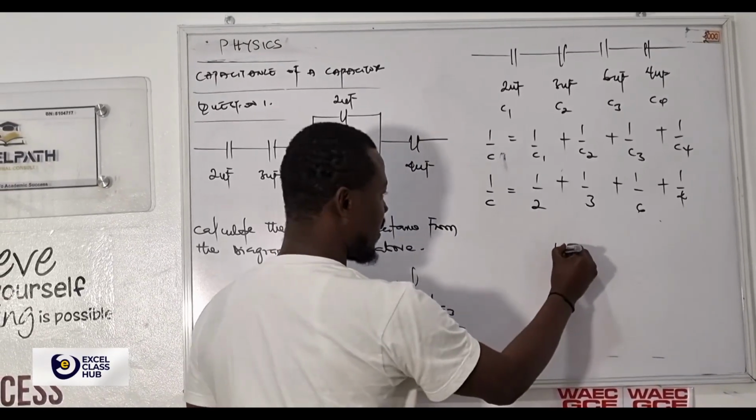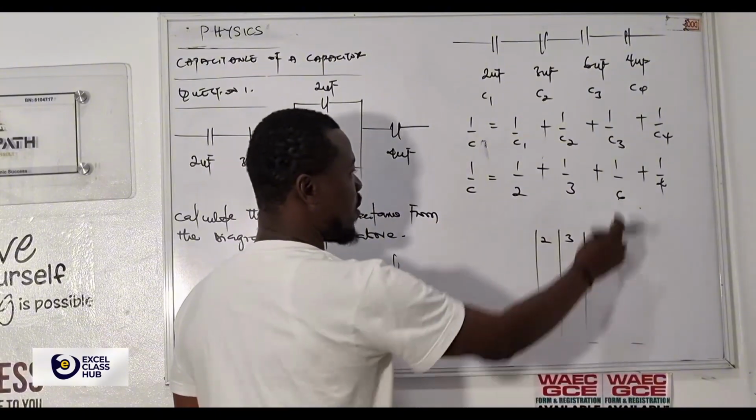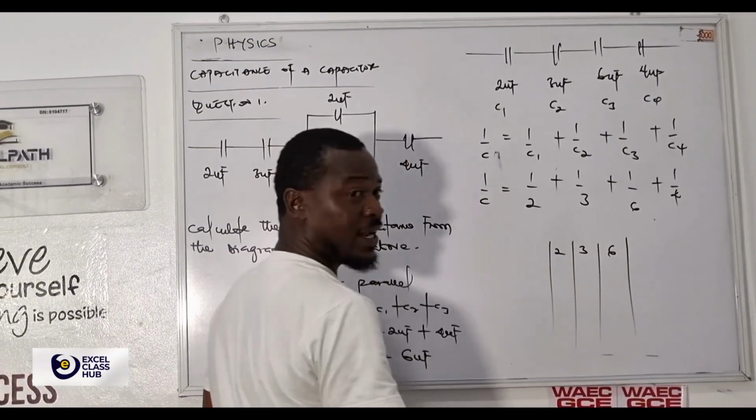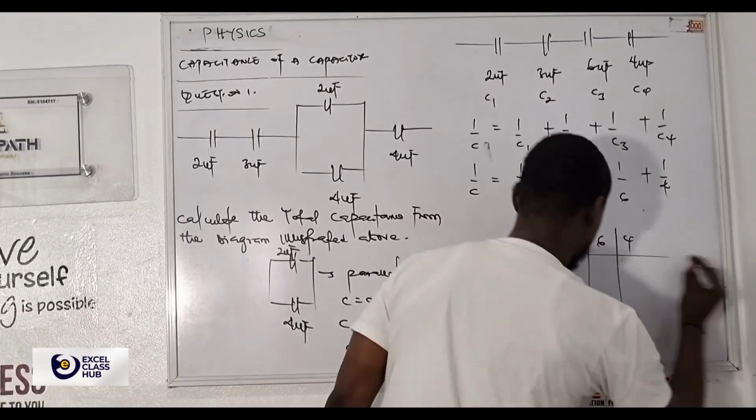What's the first number there? 2. Draw another line. What's the second number there? 3. You draw your line again. What's the next number there? 6. You draw your line again. And what's the last number there? 4. You now draw this.